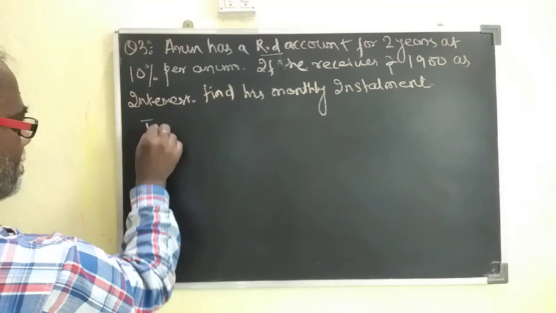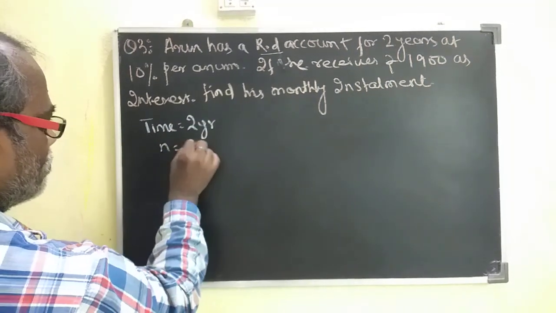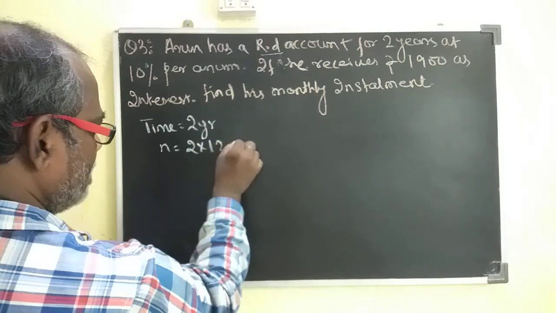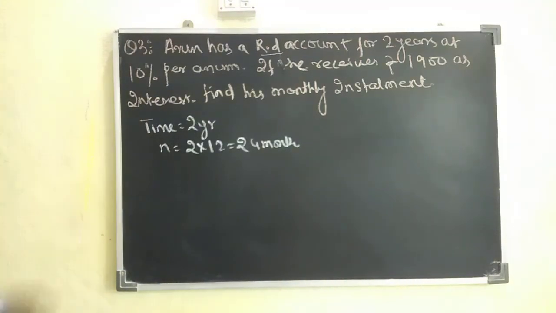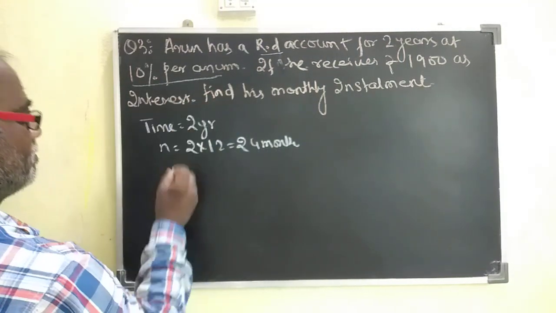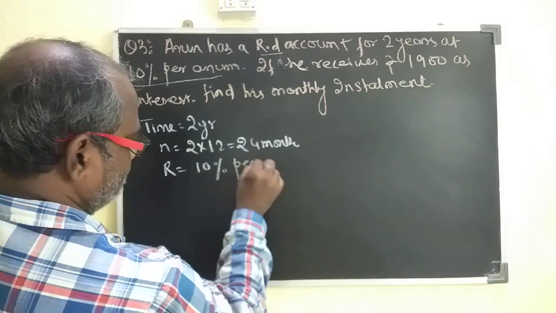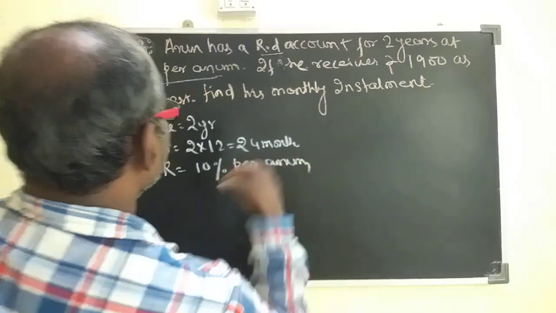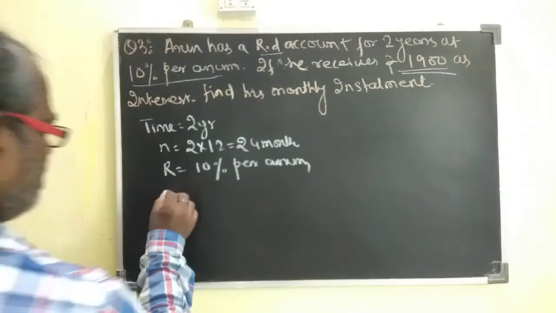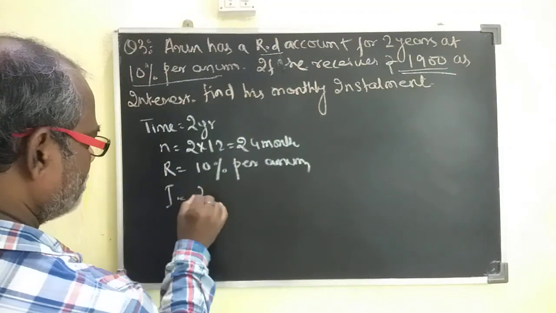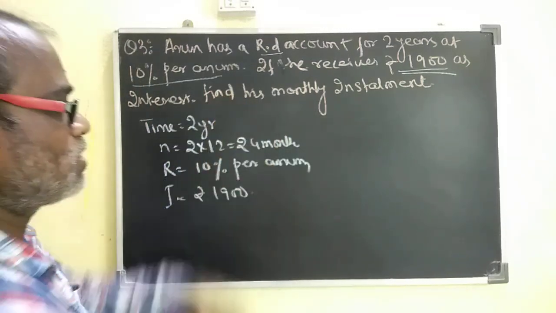First we write time equals 2 years, n equals 2 into 12 equals 24 months at 10% per annum. If he receives rupees 1900 as interest, so here I equals rupees 1900 they have given. Find his monthly installment. Very easy.